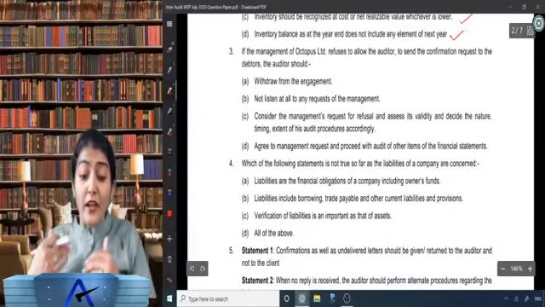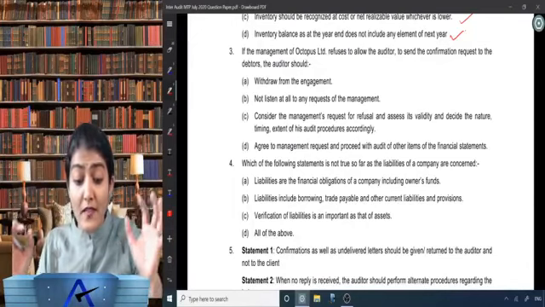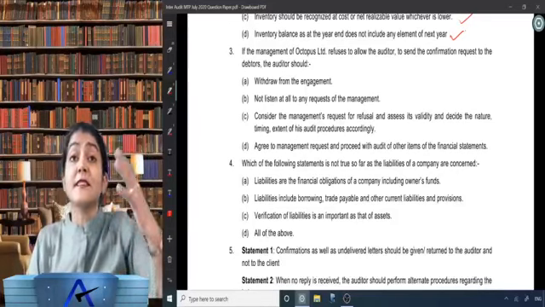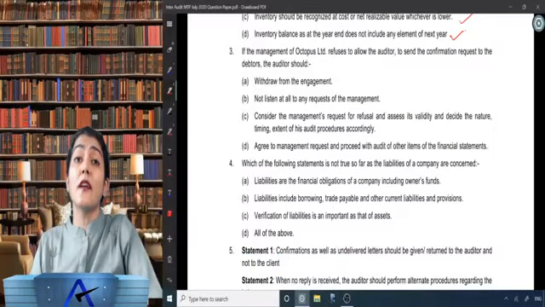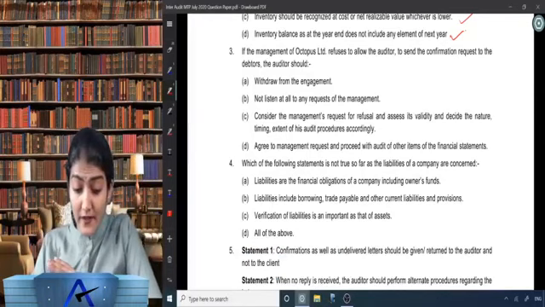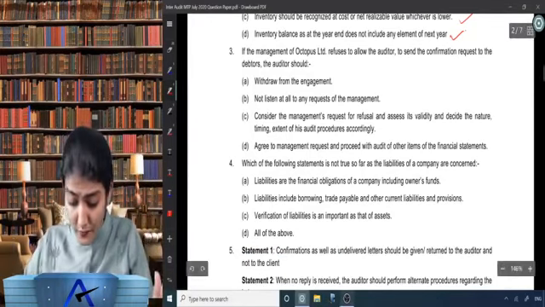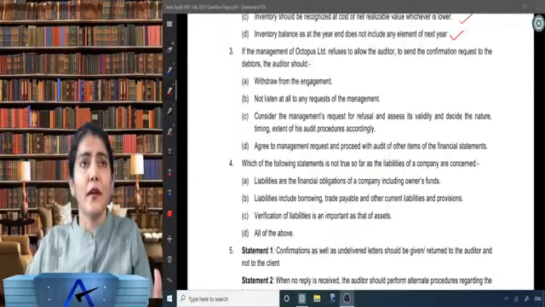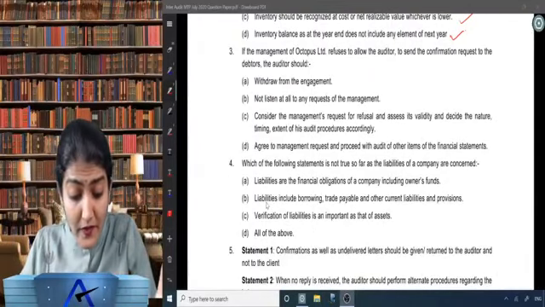Okay, next one. If the management of Octopus Limited refuses to allow the auditor to send the confirmation request to the debtor, so now they've come to 505, external confirmation. And there we have a situation which talks about management's refusal to allow the auditor to send a confirmation request. Here, what does it say? The management of Octopus Limited refuses to allow the auditor to send a confirmation request to the debtors.